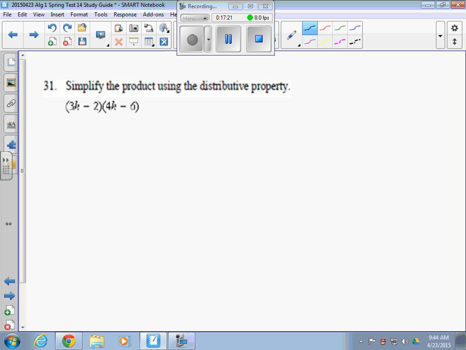Number 31 tells you to use the distributive property. The only thing different, it's almost just like FOIL. The only thing that's different is it just separates horizontally, but it's almost the same exact thing. 3h times the entire second binomial, 4h minus 6, minus 2 times that same binomial, 4h minus 6.